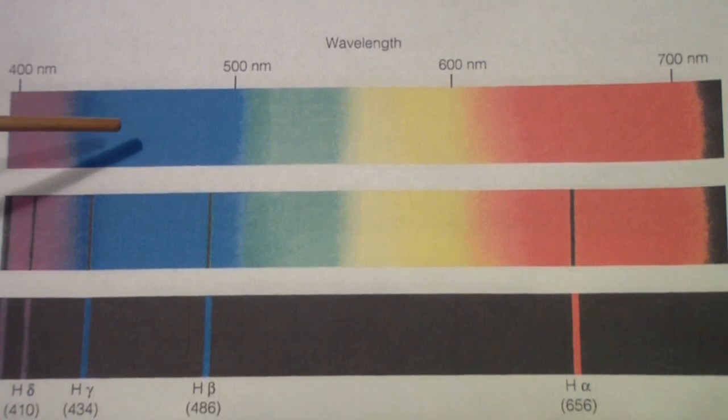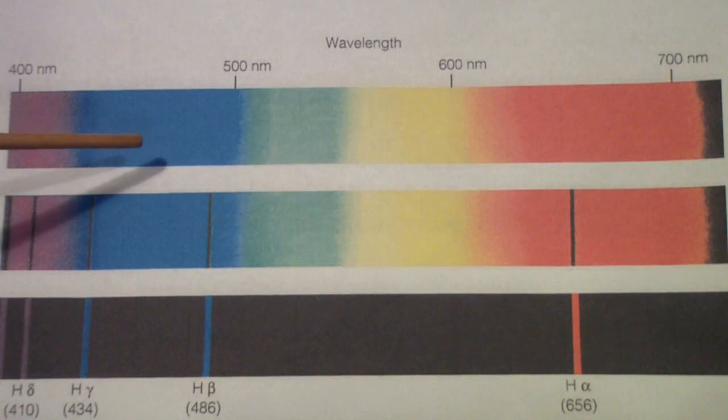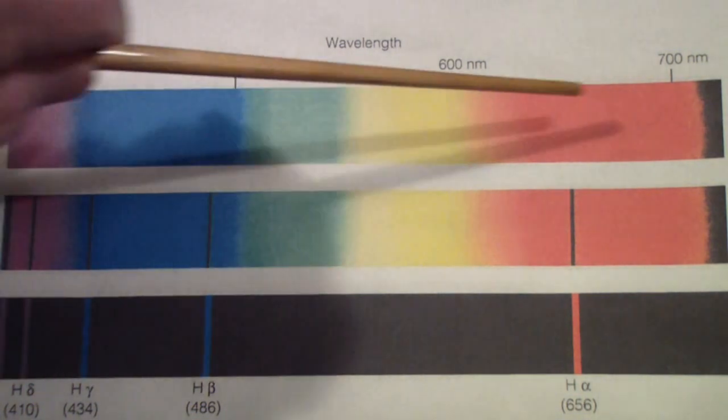Now, the top picture depicts what is called a continuous spectrum. Sometimes this is called black body radiation because it is simply the radiation that comes off of a hot object. And by hot, that means anything above absolute zero. It doesn't have to be hot. In other words, it can actually be cold to the touch. It still emits a spectrum. Obviously, it emits more energy the hotter it gets.